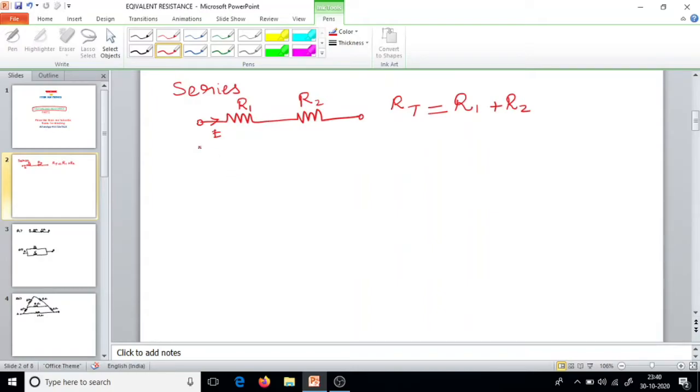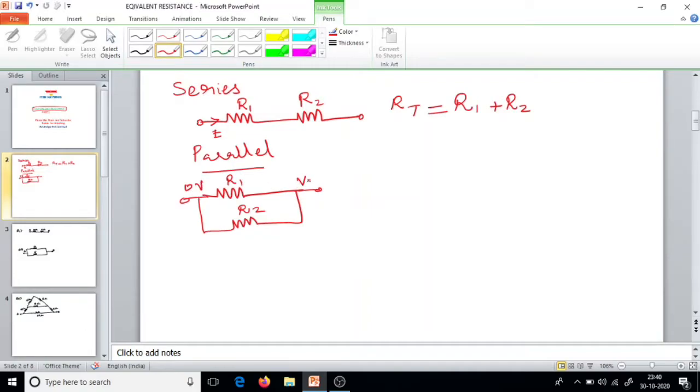Now, if two resistors, R1 and R2, are connected in parallel, in a parallel circuit the voltage is the same. That is, this end is at 0 volts and this end will be at V. The current will be different, as there will be two currents here. Current will be different, voltage will be the same.